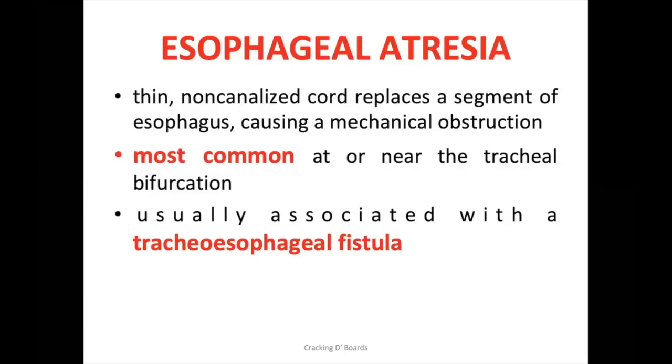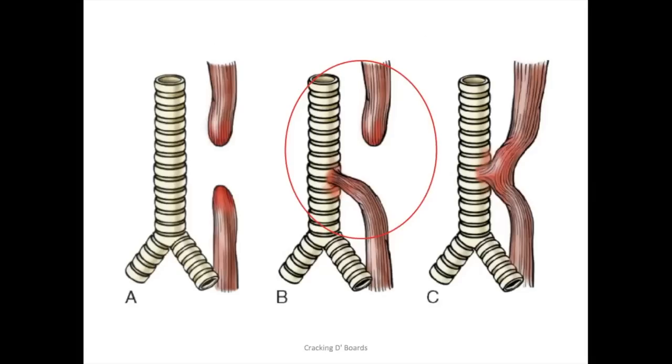Esophageal atresia is usually associated with your TEF, or your tracheoesophageal fistula. So here, this is an example of how esophageal atresia is associated with tracheoesophageal fistula.